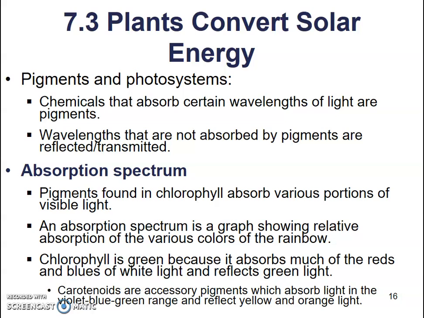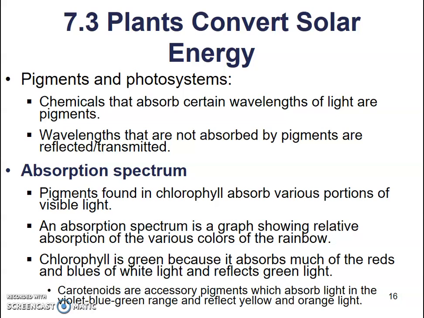So I have a yellow chair in my living room. It is absorbing every color of the visible light spectrum except yellow. Yellow is reflected back, and that is why my eyes see the yellow chair.